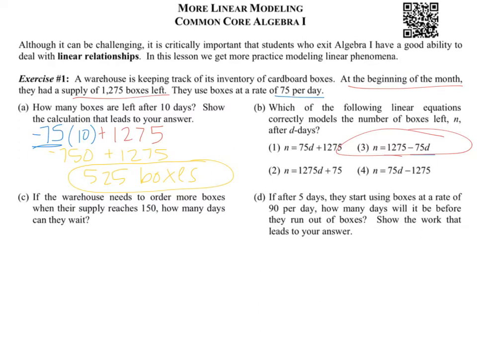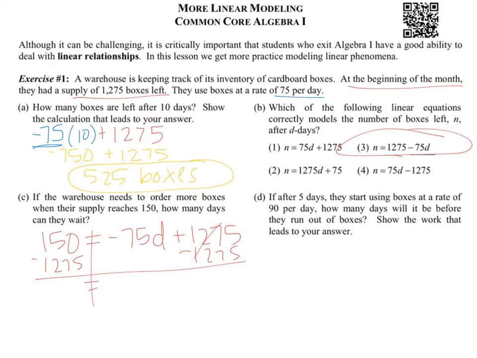If the warehouse needs to order more boxes when their supply reaches 150, how many days can they wait? So we want to know if 150 is the total that we want to get to, and we have negative 75 times D plus 1,275. So we need to solve for D. So subtract 1,275 from each side. And we get, so 150 minus 1,275 is negative 1,125 equals negative 75D. Divide both sides by negative 75. And the number of days is 15 days.